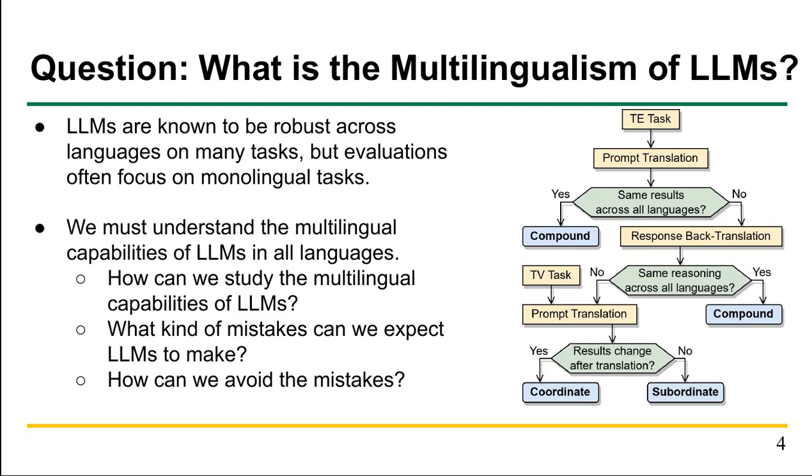We want to understand how we can study the multilingual capabilities of LLMs. What kind of mistakes can we expect LLMs to make on multilingual tasks, and how can we avoid these mistakes? The flowchart on the right is an overview of our evaluation process, in which the multilingualism of LLMs is categorized according to the consistency of responses observed on translation equivariant and translation variant problems across a variety of languages.